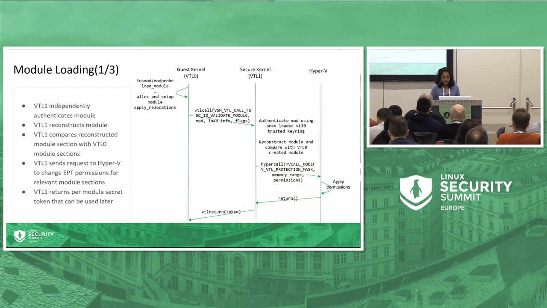After that, we added a VTL call called validate module, which passes the initial, unmodified blob, all the memory sections that VTL0 has established for the module, and some flags. What VTL1 does is authenticate the module using the previously established VTL0 trusted keyring, and then reconstruct the entire module in VTL1 memory space. And it compares all the reconstructed memory sections with the memory sections that VTL0 passed. If this matches, and only if this matches, does it issue the hypercall to change the permissions in the EPT. And once that happens, it returns back. And when it returns, it returns a unique token, and that is needed for the next part of module loading.